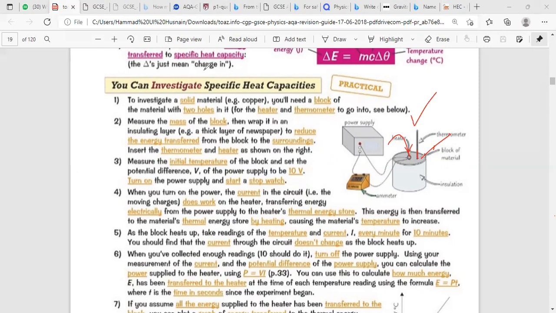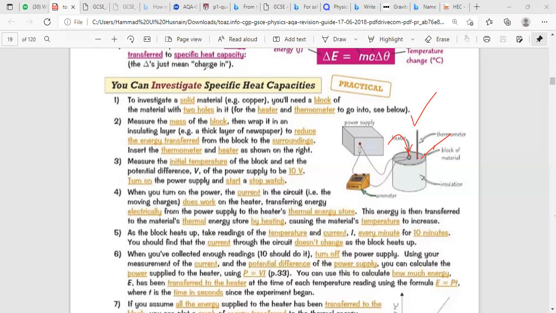Now what does this mean? First keep in mind what the requirements are in measuring the heat capacity. As I wrote in the formula, we need to find the change in energy, we need to find the mass of the body, and we need to find the change in temperature. So first of all, you need to measure the mass of the body for which you need to find the heat capacity, and then you wrap it in some insulating material.